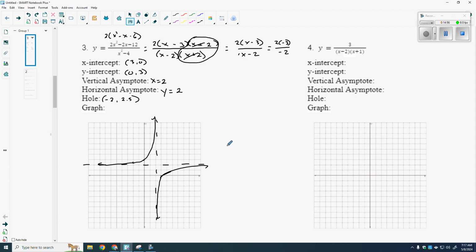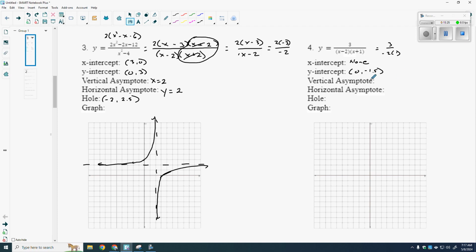Question 4, x-intercept. Value for x that makes the top 0. 3 will never be 0. 3 is 3. There is no x-intercept. Put in 0 for x. 0 minus 2 is a negative 2. 0 plus 1 is a positive 1. Positive 3 divided by negative 2 is a negative 1.5.